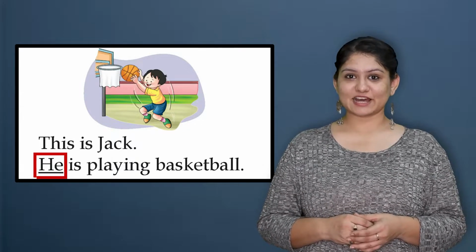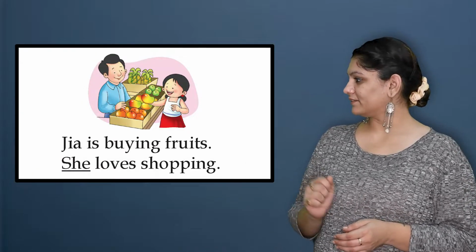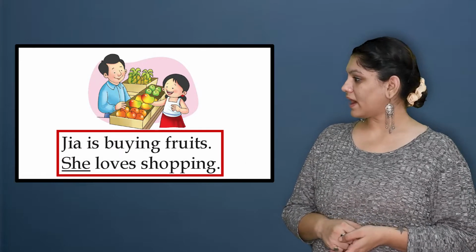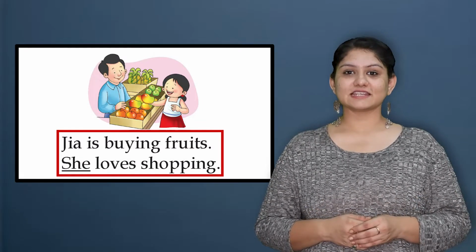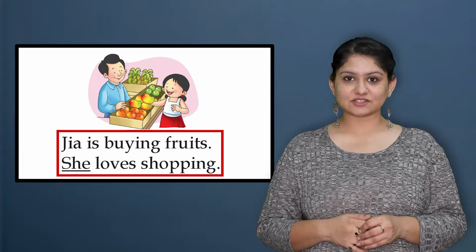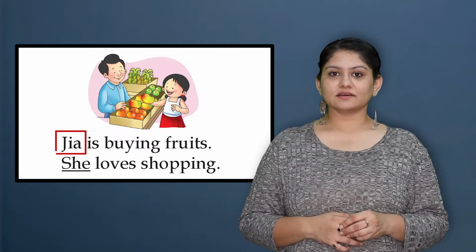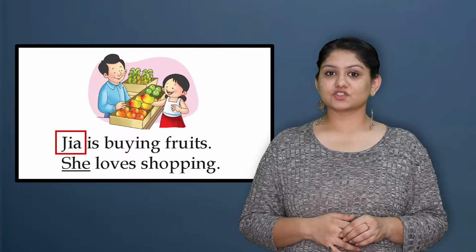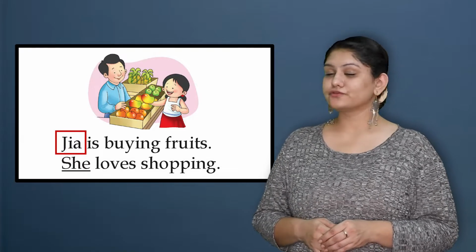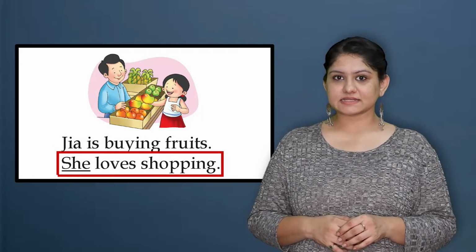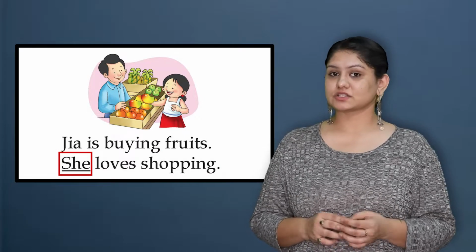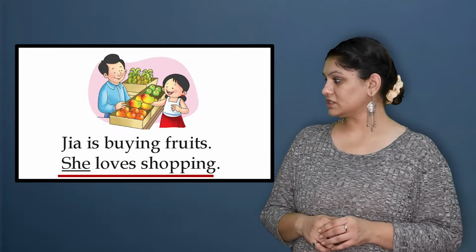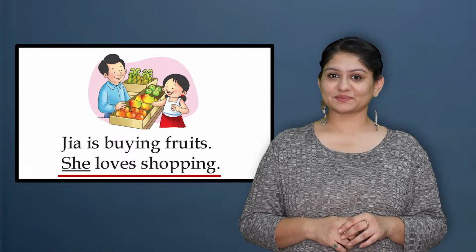Let's look at another example. We have: Gia is buying fruits. She loves shopping. So Gia is the girl we are talking about in these two lines. Gia is the noun in the sentence Gia is buying fruits. In the second sentence, we have replaced Gia with the word she. So the sentence becomes she loves shopping.